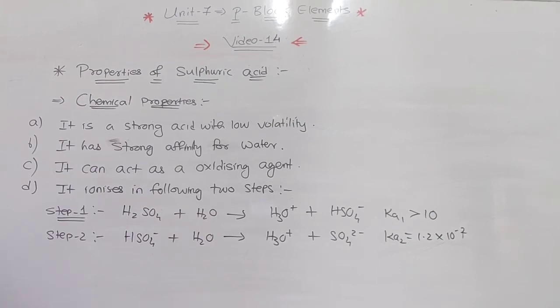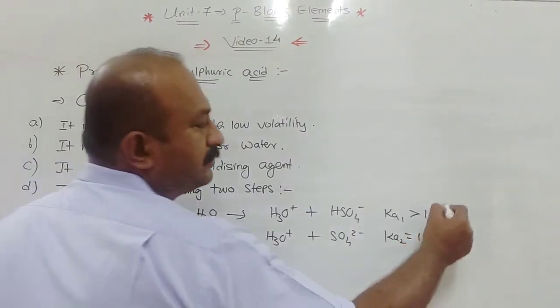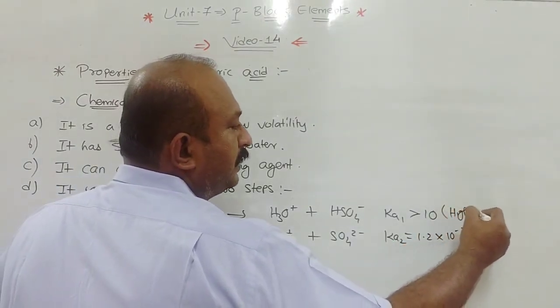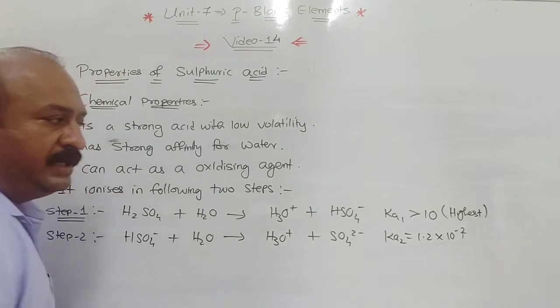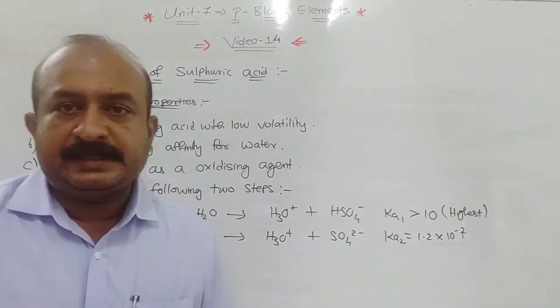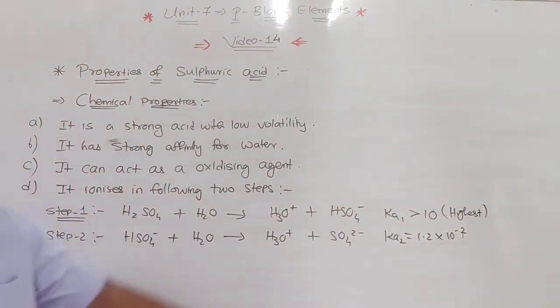The large value of Ka1 means it is largely dissociated into H plus and HSO4 minus. This is the highest value. Understood? And we know that as the Ka value is more, the acid is stronger in nature. This is the reason, the first dissociation constant.